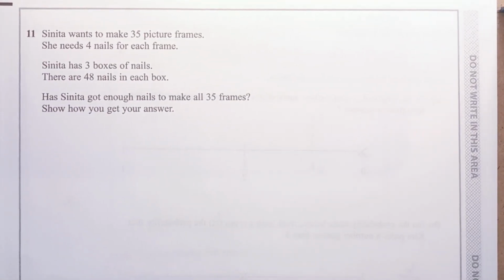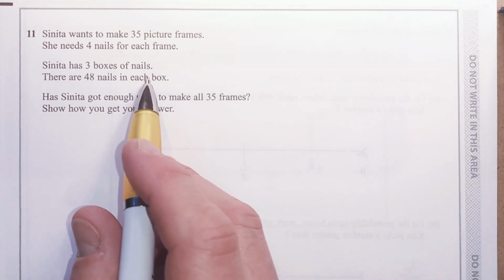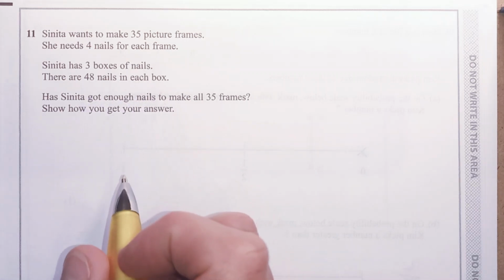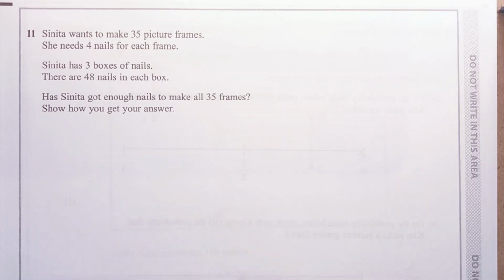Question 11. Sunita wants to make 35 picture frames. She needs 4 nails for each frame. Sunita has 3 boxes of nails. There are 48 nails in each box. Has Sunita got enough nails to make all 35 frames? Show how you get your answer. And this is worth 3 marks.